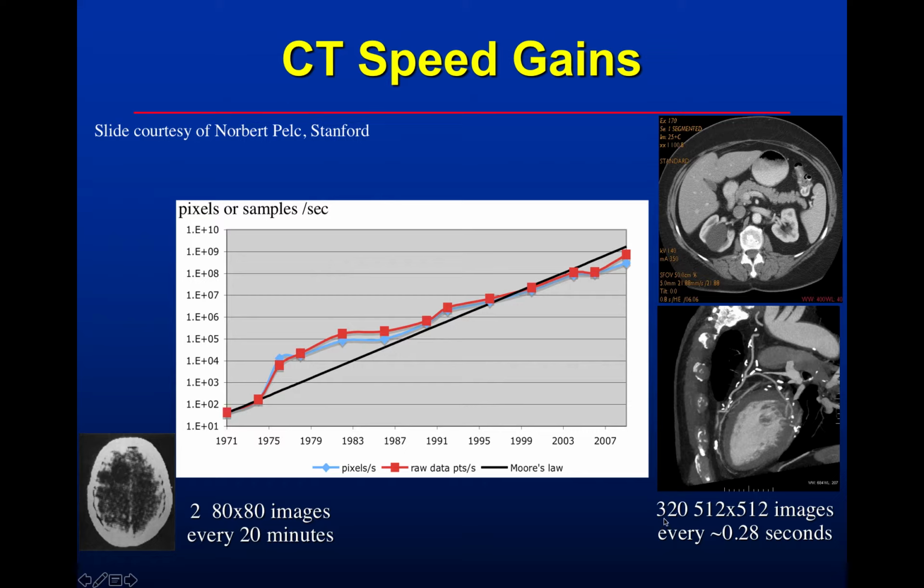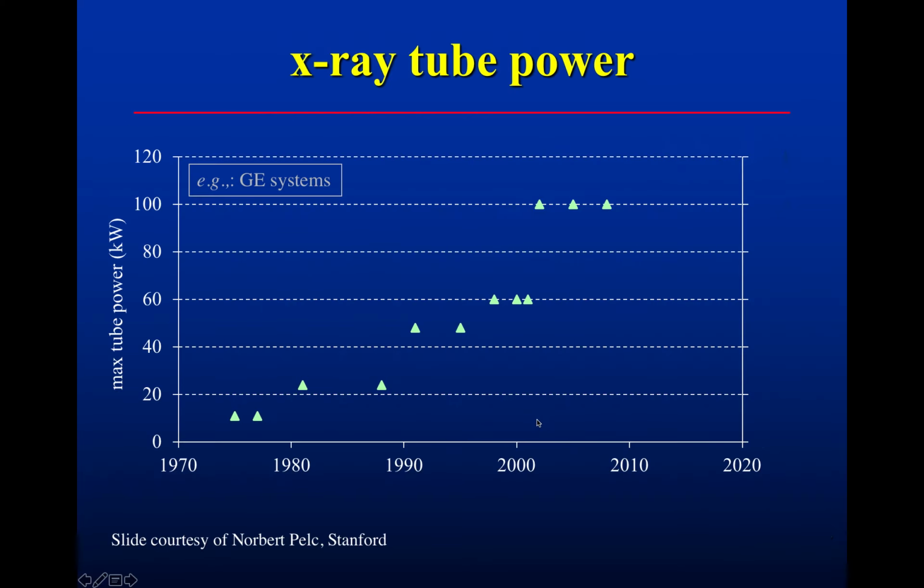And now we're at 320 512 by 512 images, actually every 140 milliseconds. You only need a half turn, right? So it's pretty impressive growth. In order to do that, one of the things you need are X-rays in a short amount of time. If you have 5 minutes to image a patient, you don't need a huge burst of X-rays because you have 5 minutes to collect all these X-rays. If you're trying to collect all of this information in 140 milliseconds, you need a lot of X-rays in a short period of time. And so these are very bright X-ray sources, right?